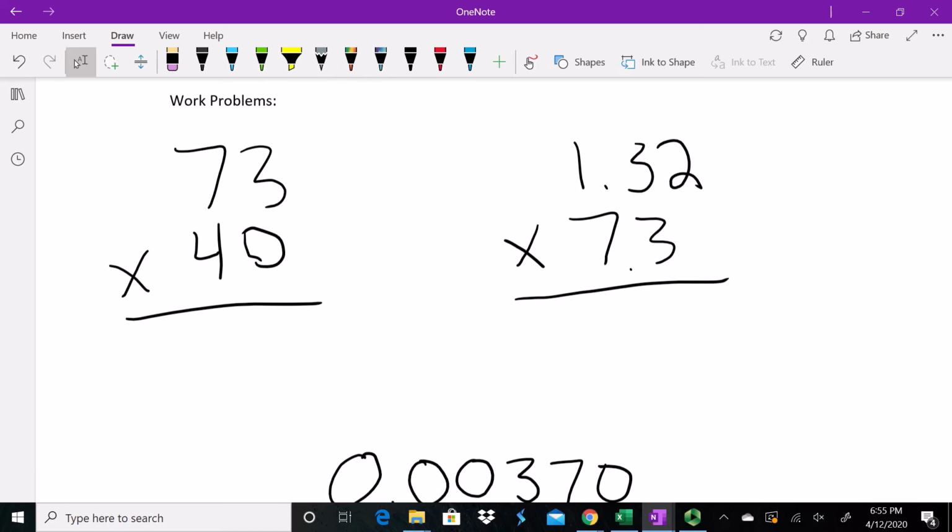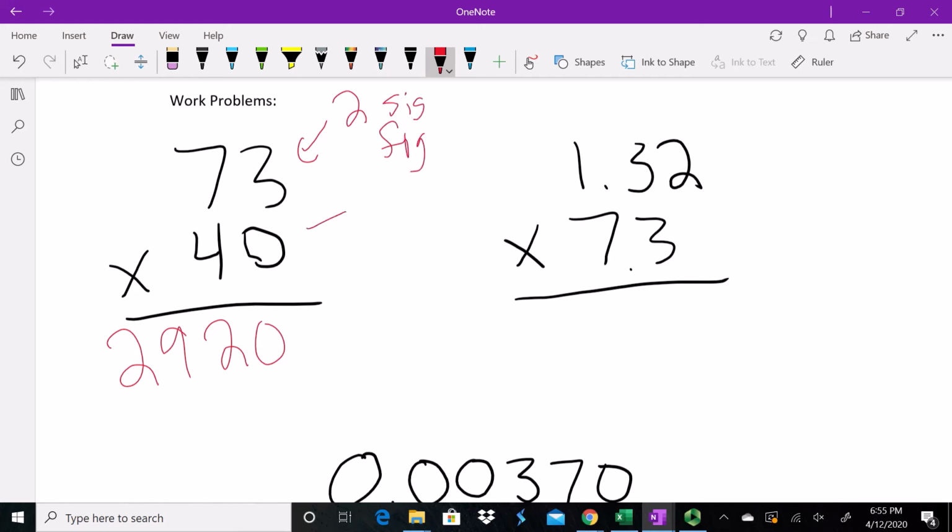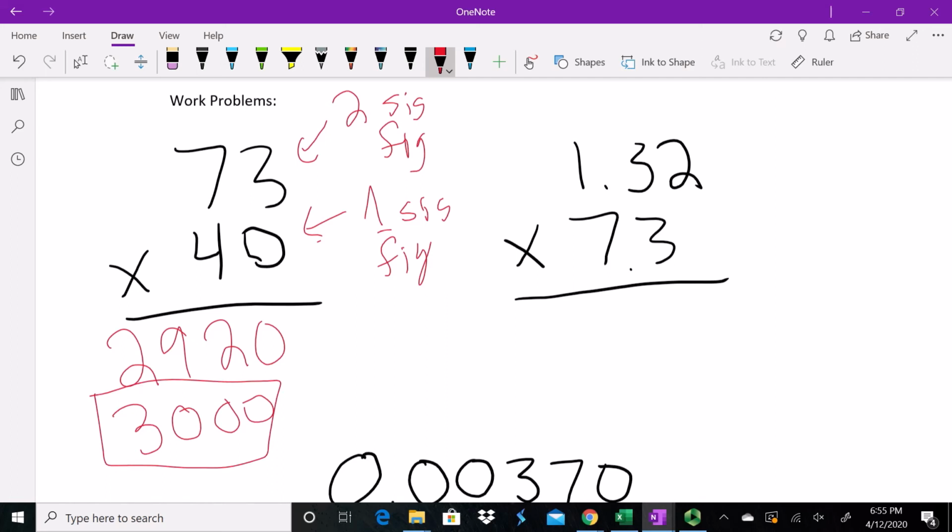All right, so here are some work problems really quick. 73 times 40, 2,920. That has 2 significant figures. This has 1 significant figure. So what I have to do is round this number here to 1 significant figure, and that rounds to 3,000. Right, because this was my 1 significant figure. That was the least significant figures I had in the problem.